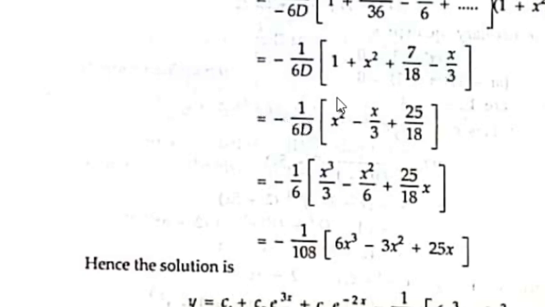Now -1/(6D) into this gives x^2 - x/3 + 25/18, simplifying this term. Now just keep this -1/6 as it is. Now 1 by D means we have to integrate. D means differentiation, 1 by D means integration. So 1 by D of this is equal to integrating this one, which gives x^3/3 - x^2/6 + 25x/18. So this is the particular integral.